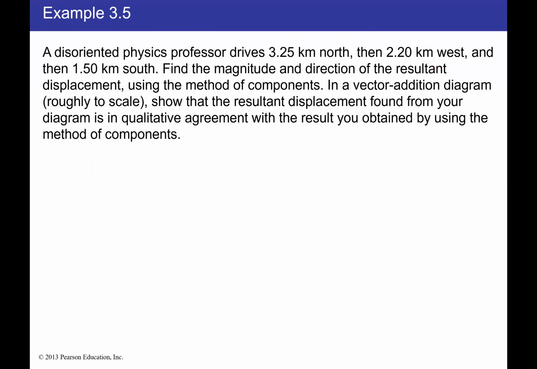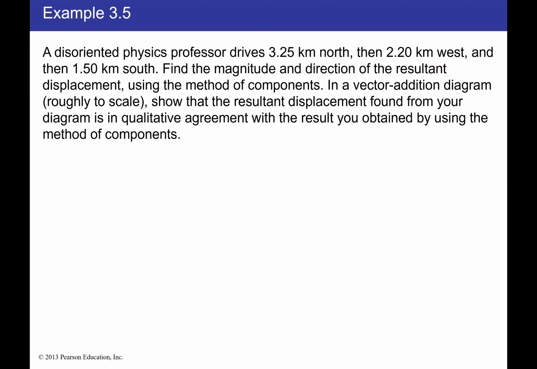Here's another example. A disoriented physics professor drives 3.25 kilometers north, then 2.2 kilometers west, and then 1.5 kilometers south. Find the magnitude and direction of the resultant displacement using the method of components. In a vector addition diagram, roughly to scale, show that the resultant displacement found from your diagram is in qualitative agreement with the result you obtain by using the method of components.